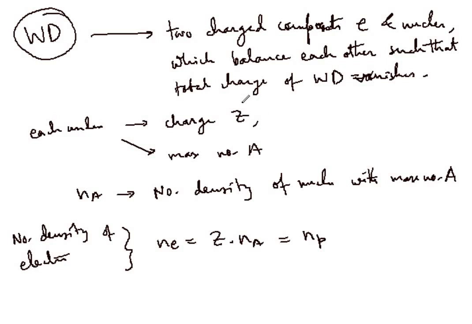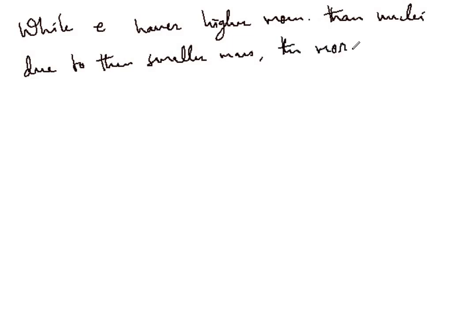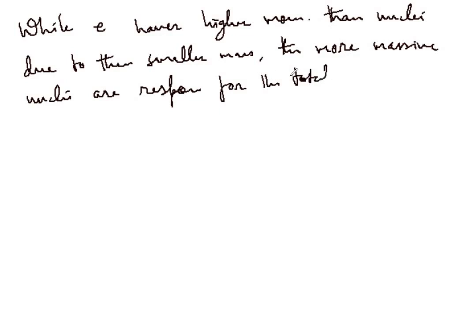Now while electrons have a higher momentum than the nuclei due to their smaller mass, the more massive nuclei are responsible for the total mass of the white dwarf. Okay.